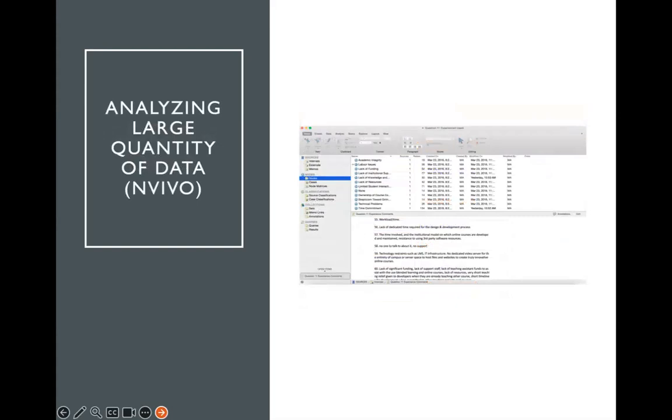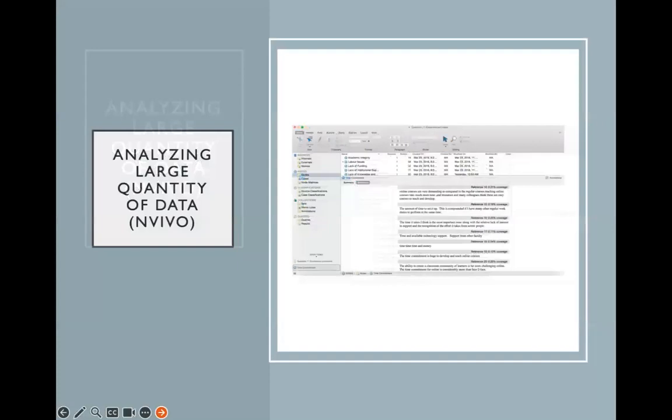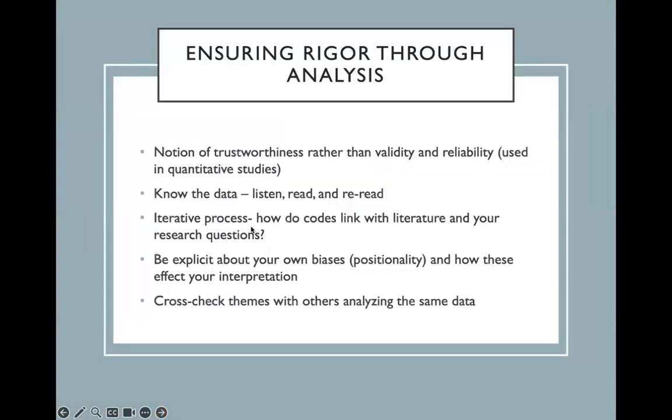So when you analyze a large quantity of data, you can actually use an app called NVivo, but please learn it on your own because it will entail different skills to be able to do that. So now, how do you ensure rigor when you analyze?